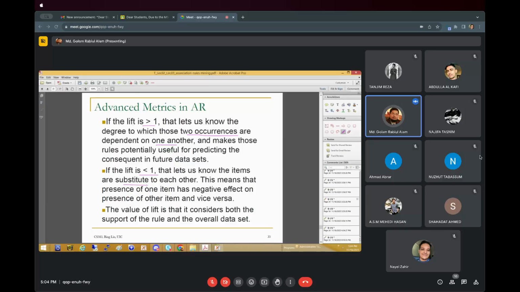So lift tells us not only the association. The perfect association for lift is a value greater than one. When we get less than one, those are substitute items, and we should not put those items together. And if it is one, then x and y are independent. That's why not only support and confidence, we have to calculate the lift of association rules.